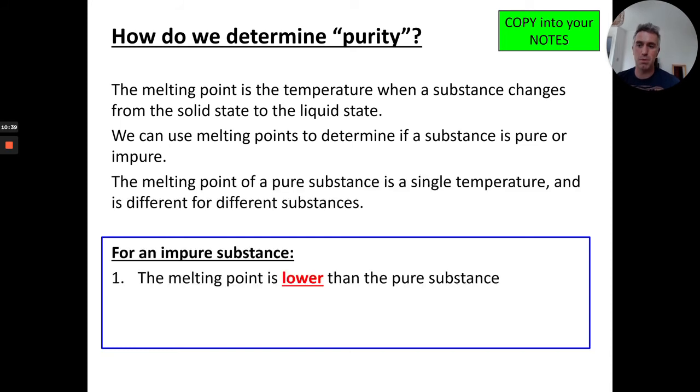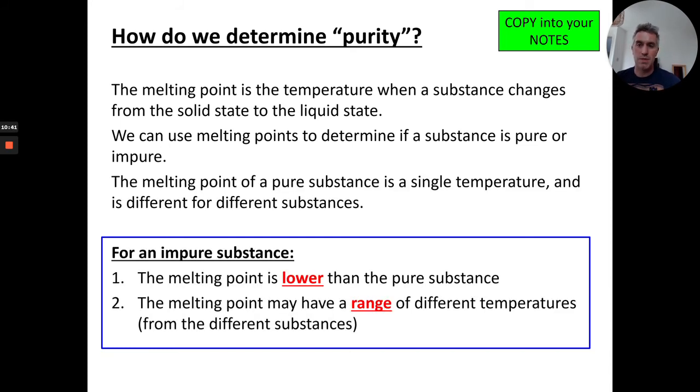The melting point is the temperature when a substance changes from the solid state to the liquid state. We can use the melting point to determine if a substance is pure or impure. The melting point of a pure substance is a single temperature and is different for different substances. For an impure substance, the melting point is lower than the pure substance, and the melting point may have a range of different temperatures from the different substances.